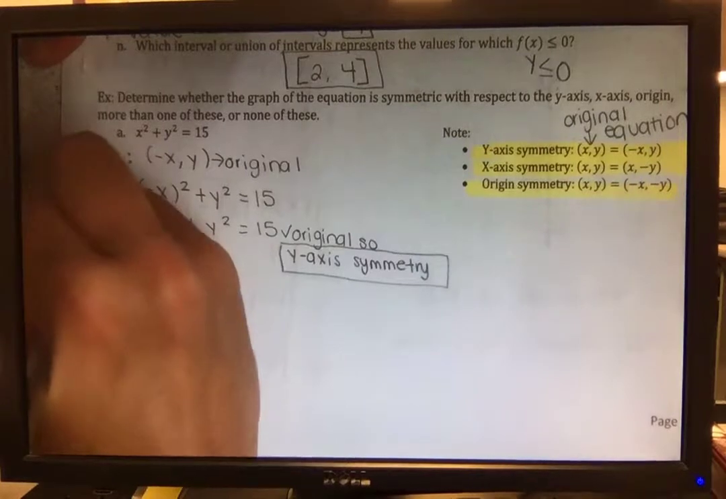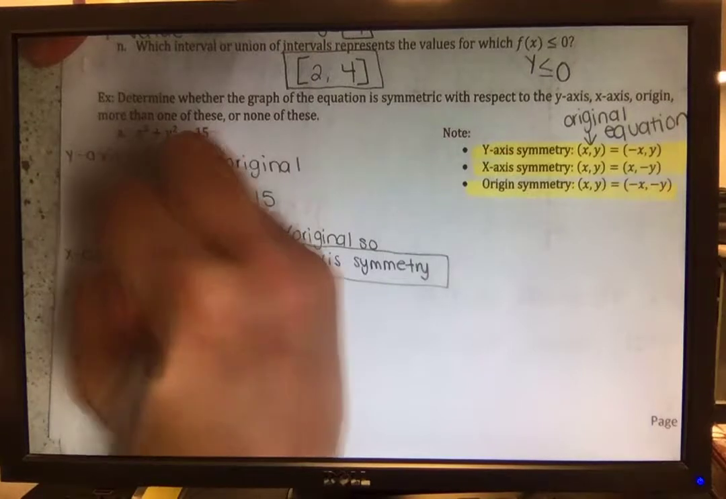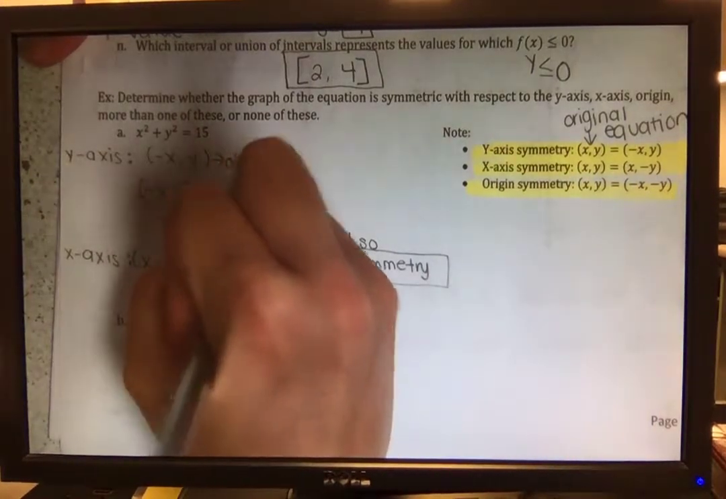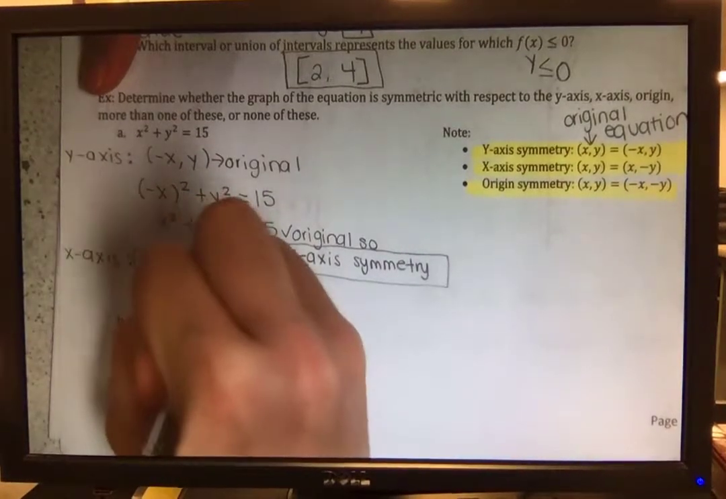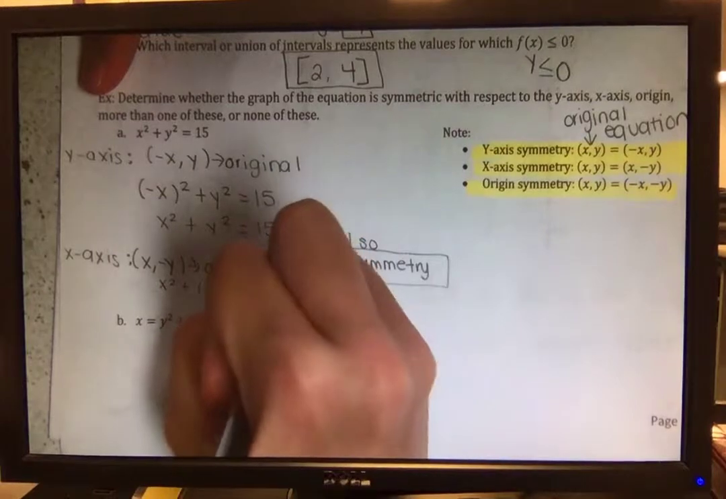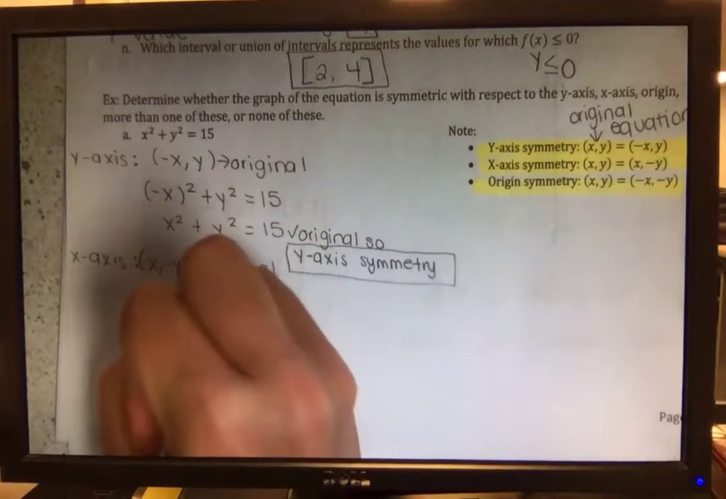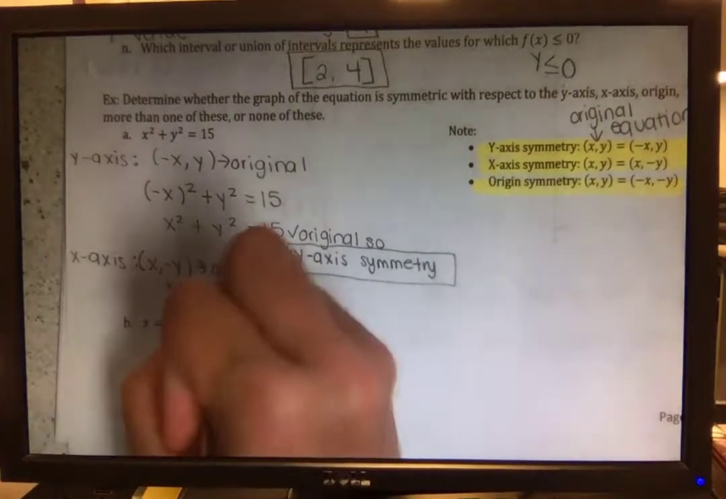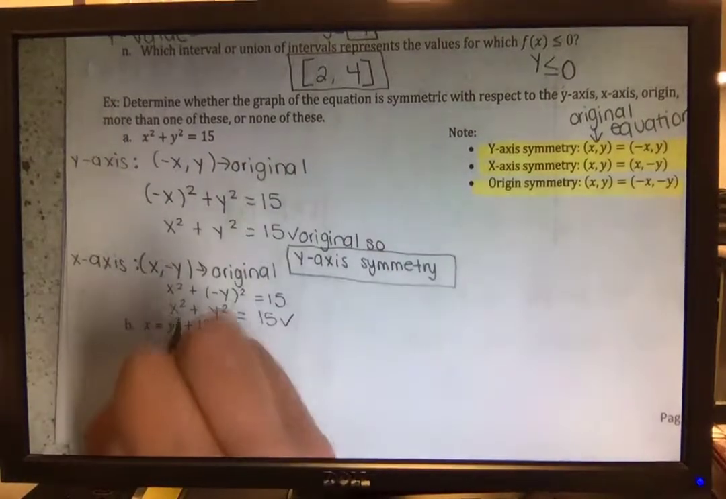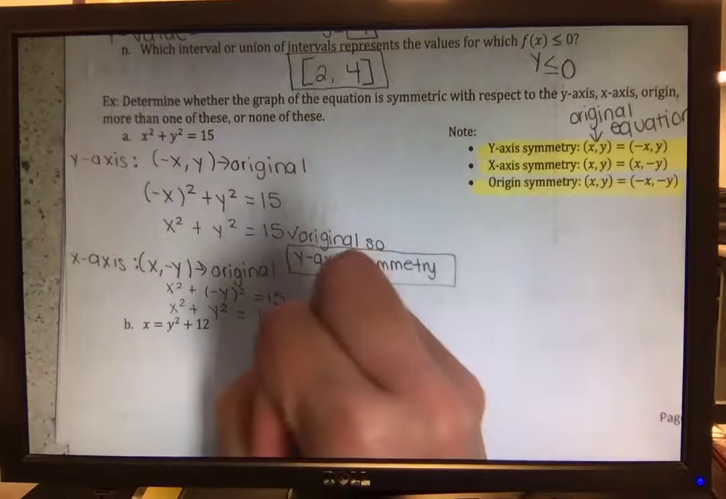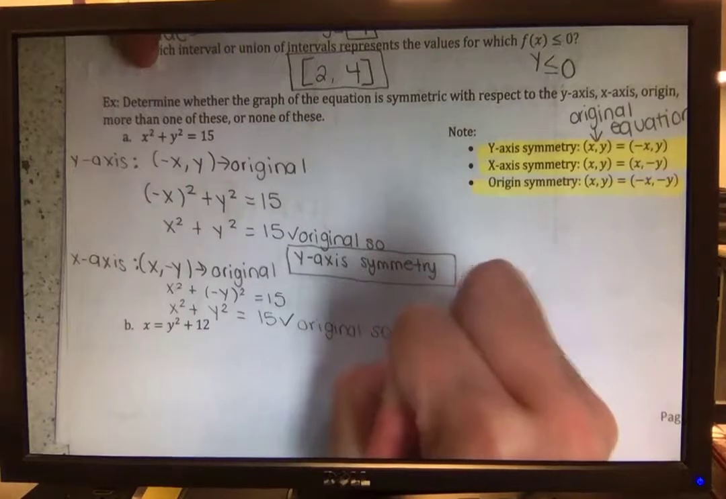Now let's next test x-axis symmetry. For x-axis symmetry, I'm going to plug in negative y, and same thing, see if we get the original equation back out. So we have x squared plus (negative y) squared equals 15. So negative y times negative y is positive y squared equals 15. This is the original, x squared plus y squared equals 15. So we have x-axis symmetry as well.